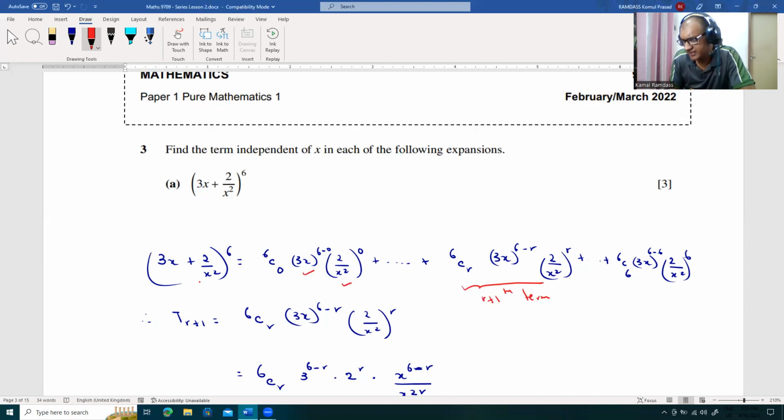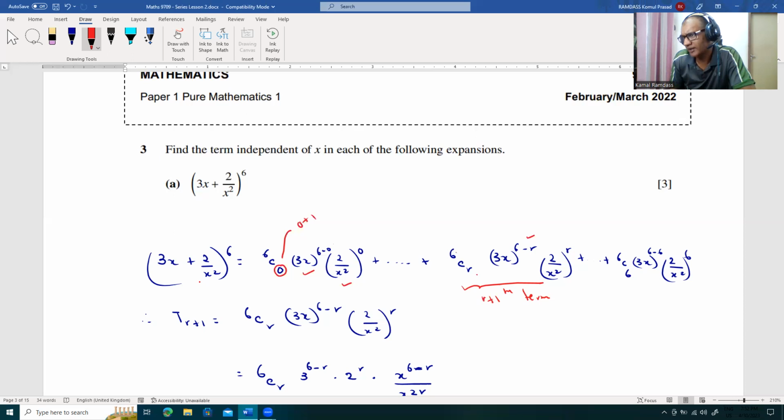Parce que 6C0, c'est first term. 6CR, l'hypo r plus 1 term. Ici, c'est 0 plus 1. C'est first term. Ça veut dire 6CR, l'hypo r plus 1 terms: 3x to the power of 6 minus r, 2 over x squared to the power of r. Et puis, il y a les m jusqu'à y arrive 6C6, 3x to the power of 6 minus 6, 2 over x squared to the power of 6.